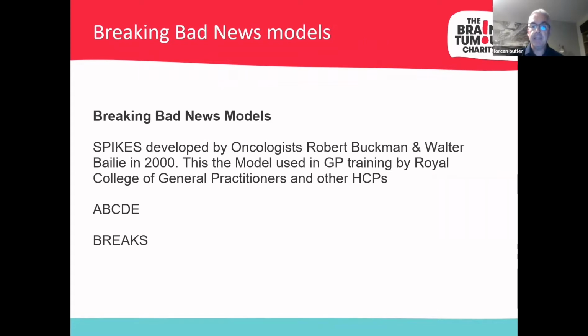So these are the breaking bad news models. So you might want to just take an image of this on your phone or just write this down. This might be one of the questions you get later on. But talking about the three breaking bad news models, we tend to have SPIKES, ABCDE, and BREAKS. SPIKES is the more popular one, and SPIKES was done by two oncologists, Robert Buckman and Walter Baile.